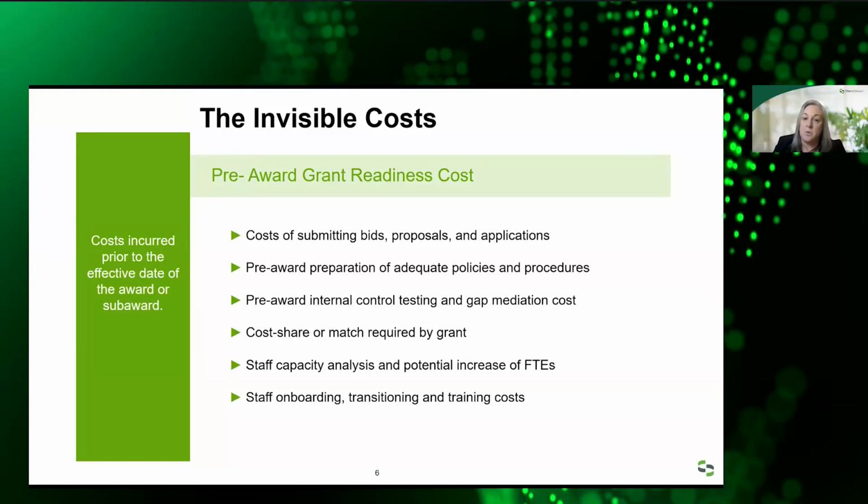Then one of the big ones, pre-award internal control testing and gap remediation costs. You have got to test your internal controls and make sure you can actually meet the requirements of the grant. Can you do that? Are your internal controls sufficient for this grant? Do you have to modify them? Do you have to rewrite them? Do you have to add to them? And how do we fix these gaps? And what is it going to cost to fix those gaps?